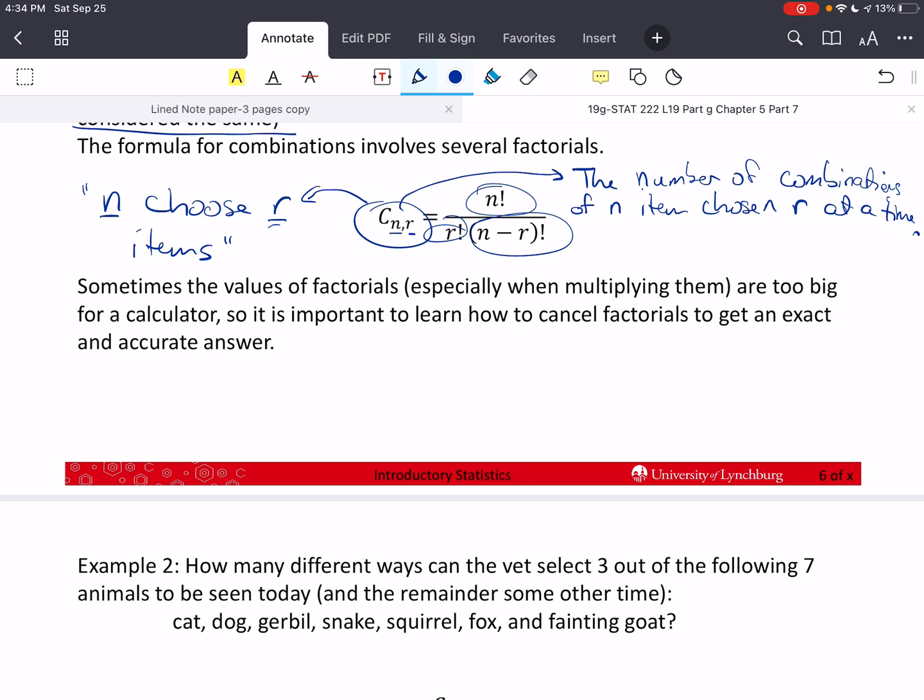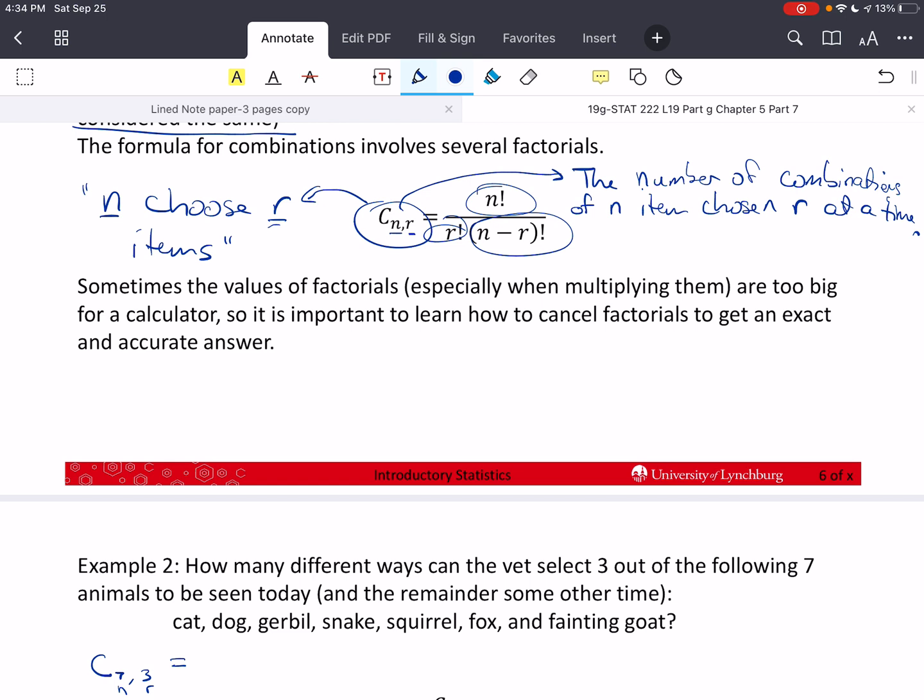So let's look back at our example with the vet. It's towards the end of the day, and 7 owners with these 7 different animals have walked in, and the vet says, I'm only going to be able to see 3 of these people before it's quitting time. So how many different combinations of 3 of these animals out of 7 are there? Just out of curiosity. So this is going to be C(7,3). This is N and this is R.